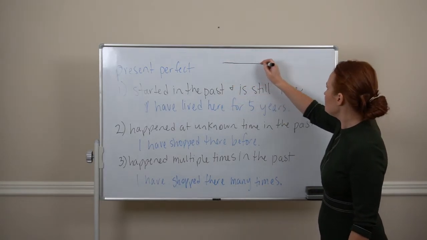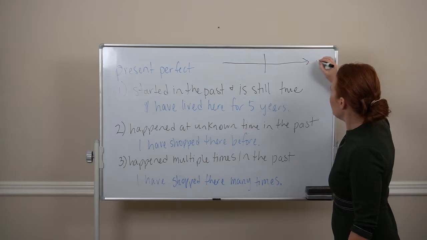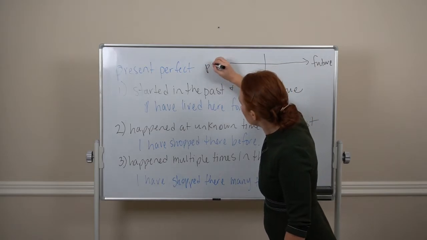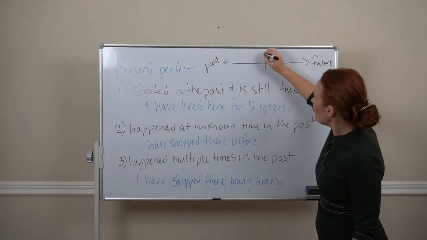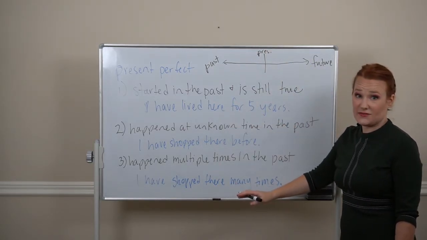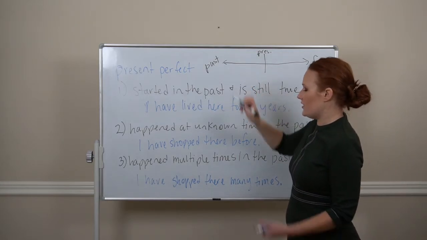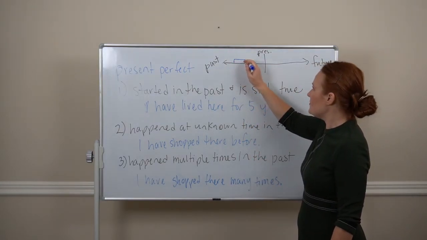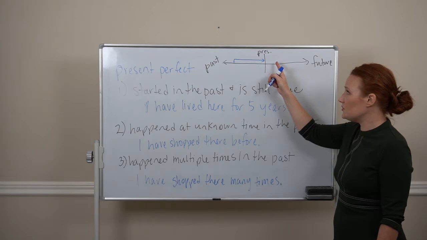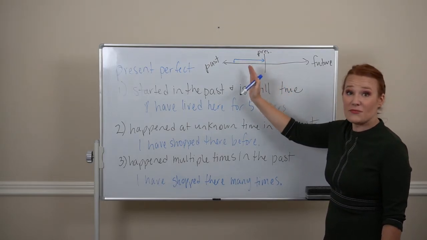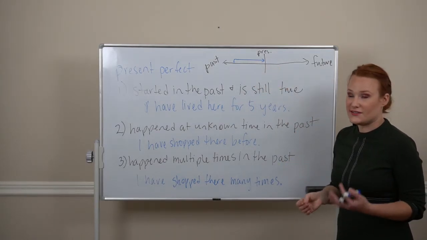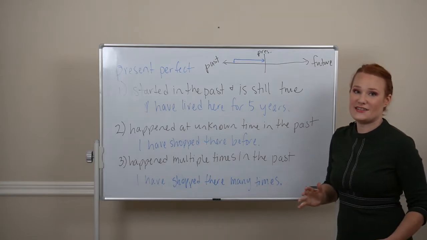So if we make a little timeline, where over here is the future, over here is the past, and this line here is the present. All of these examples of present perfect are something that happened at some point before now. It started at some point, and there's some kind of connection to the present. So either it's still true, or it happened at some point here, or it happened multiple times here. But our point of reference is always now. It's always the present that we're comparing to.